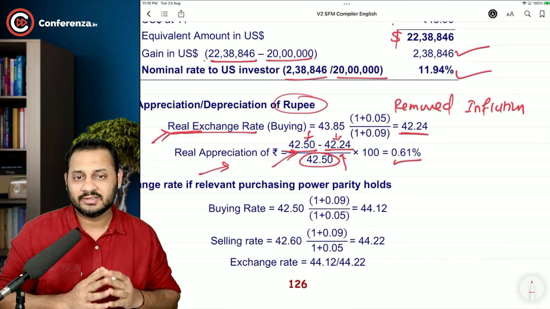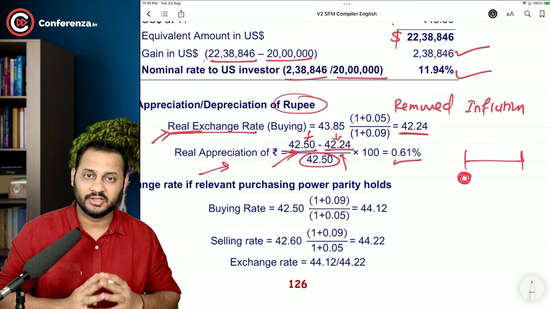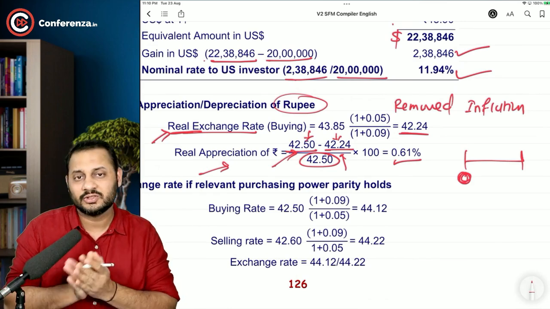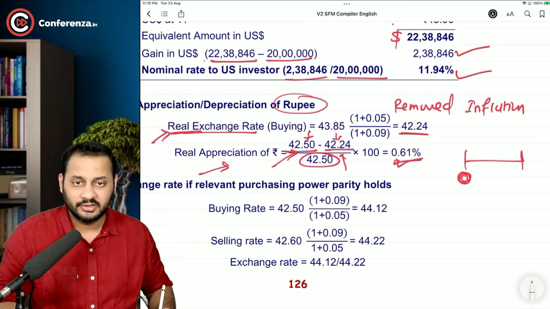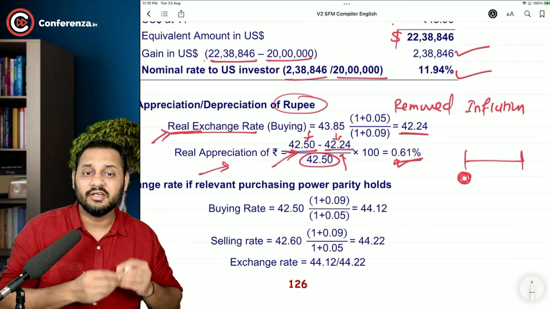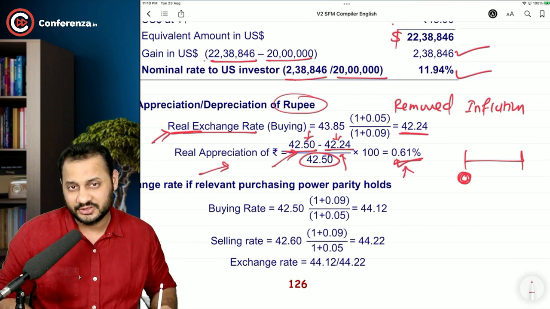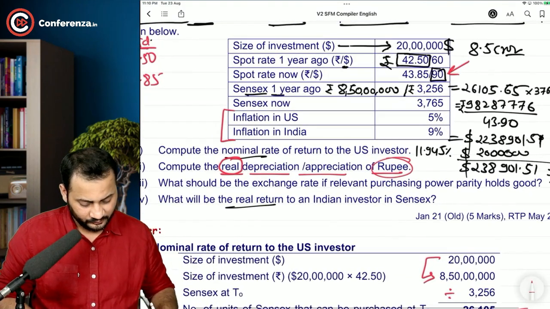So basically they are just comparing the spot rate in both the cases, in the rupee also and in the dollar also. That means in the price currency also and in the base currency also. Okay, so 0.61% becomes the exchange rate, the real appreciation in rupee. This does not include the inflation. That's okay, we will just know about it later on.